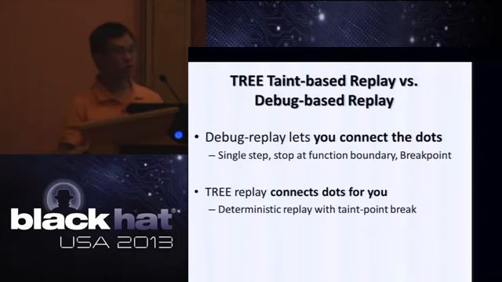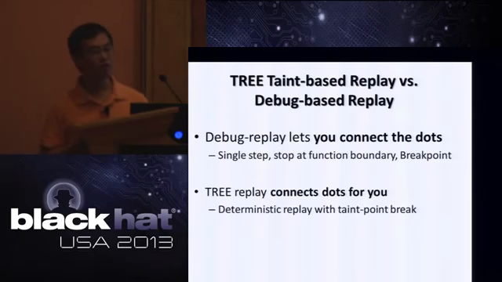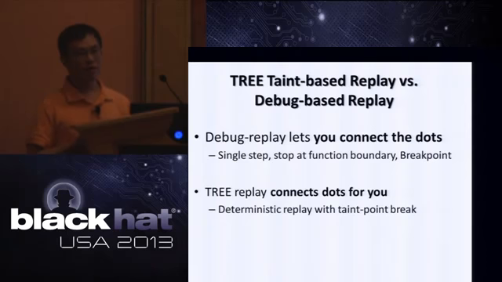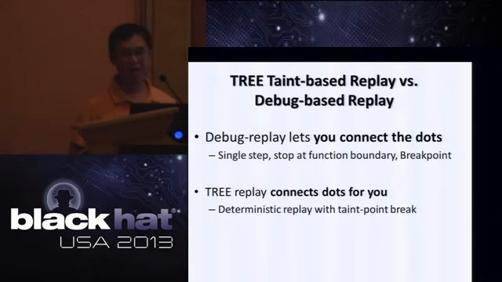People are familiar with debuggers, use debuggers every day, and might ask the question, say, why some versions of debugger, say GDB 7, have already incorporated record then replay in a debugger. So what's the difference between us here? I think in general, the high-level answer is this: debugger-based replay lets you connect the dots, and tree replay connects the dots for you.